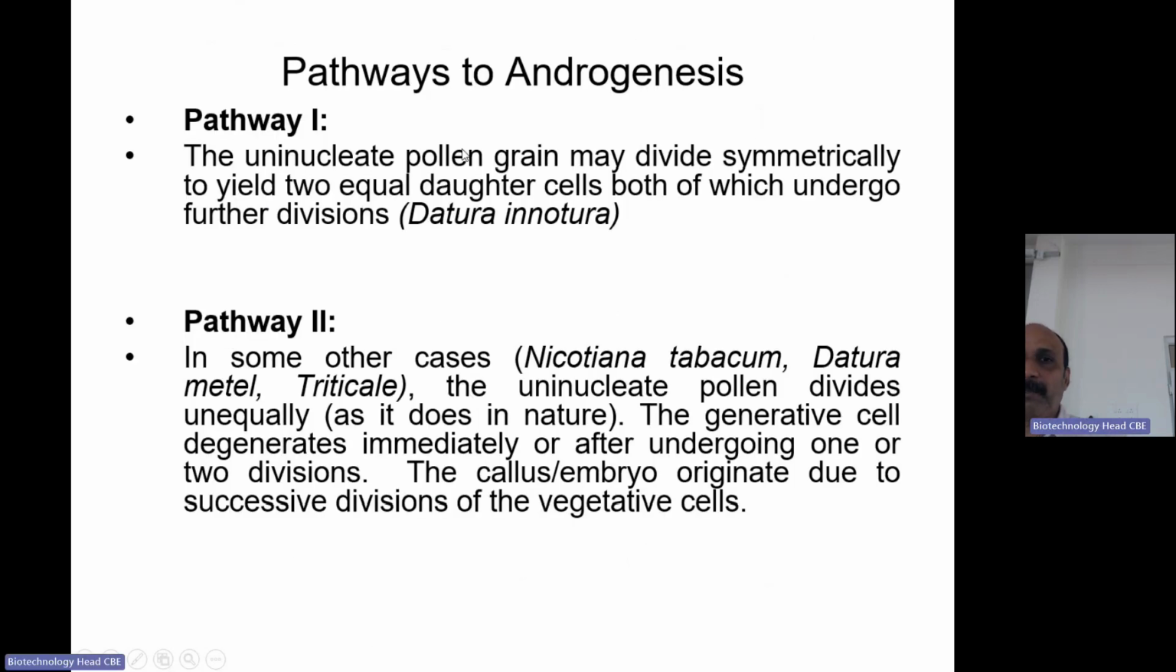So this is the important part, the pathways to androgenesis. It can come in 5-mark questions. So what are the pathways that this anther can take to give these pollen grains, and which stage we need to select? Because it is different in different plants, like Datura, Nicotiana. So there are 4 different pathways through which it can give rise to the development of these multicellular plantlets. In pathway 1, the uninucleate pollen grain can divide symmetrically, which yields 2 equal daughter cells, both of which undergo further divisions, like in Datura.